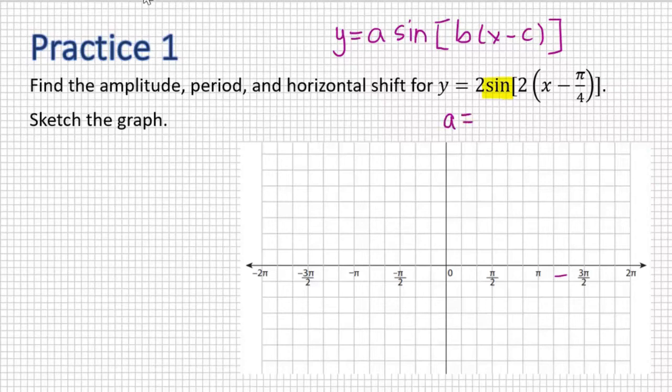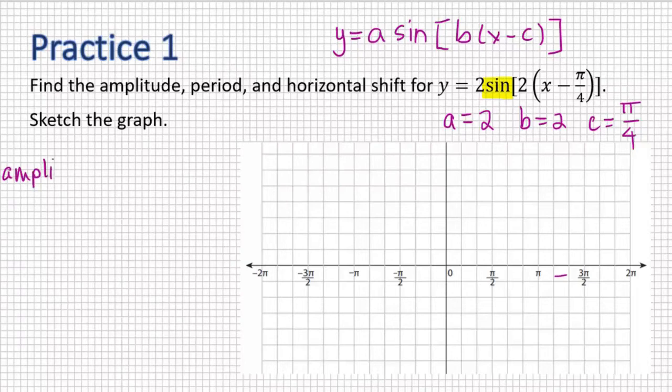Therefore, a we find has a value of 2, b also has a value of 2, and c has a value of positive pi over 4. Remember that because I have x minus c in the general form, if I see an x minus pi over 4, the value for c must be positive pi over 4. We can now use a, b, and c to find the amplitude, period, and horizontal shift.